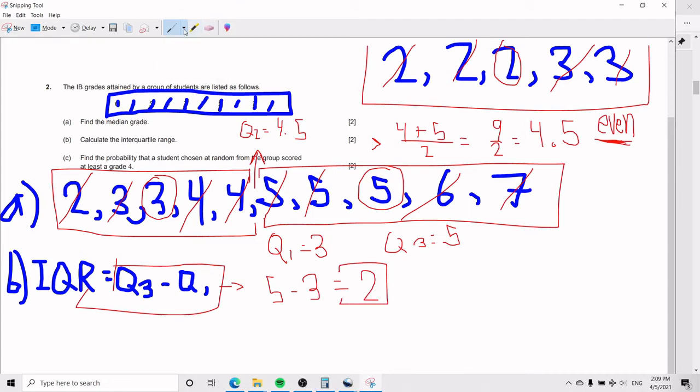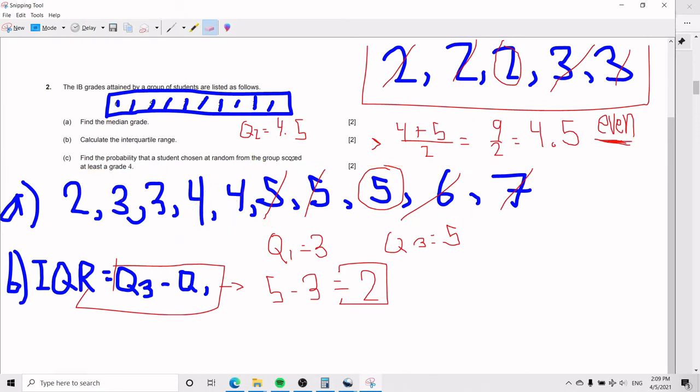And finally, for part C, we're going to find the probability that a student chosen at random from the group scored a grade of at least 4. Anytime you're dealing with probabilities, you have to keep in mind that you're going to be working with the part over the whole. This has a lot to do with fractions. So you identify what is the part I'm looking for and out of which whole, out of which total, am I taking it from.